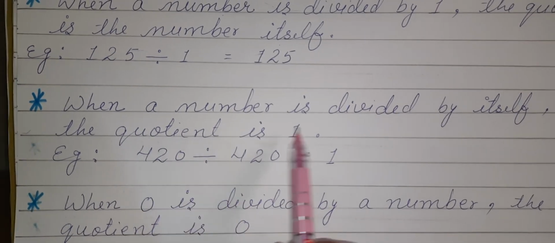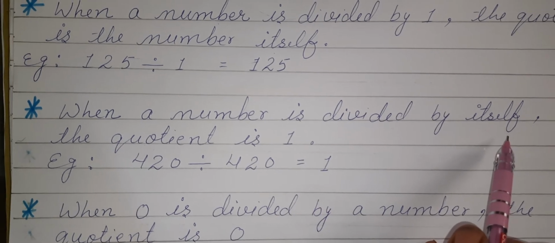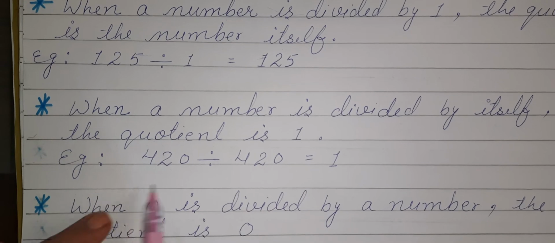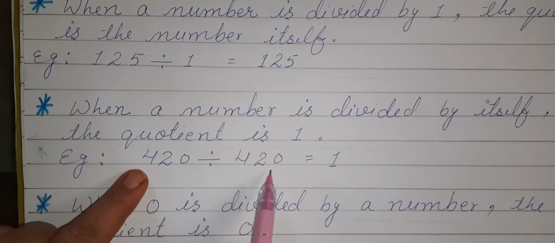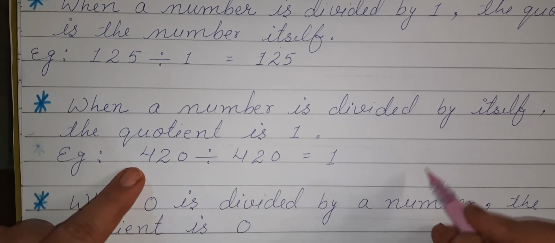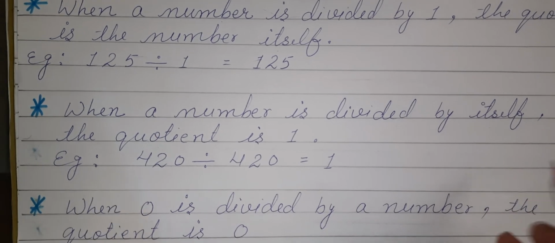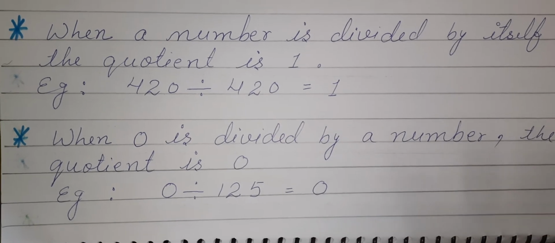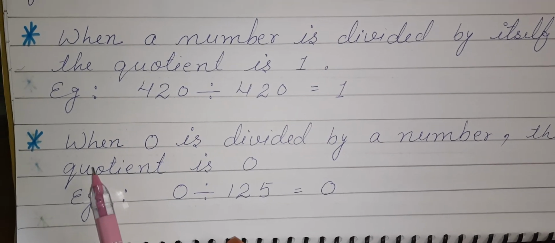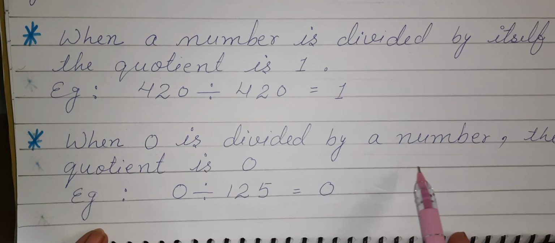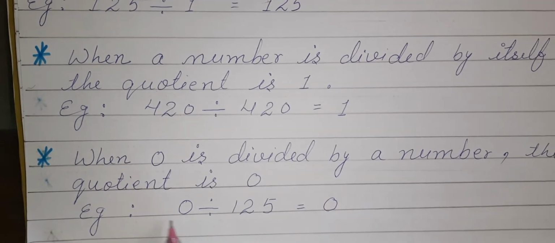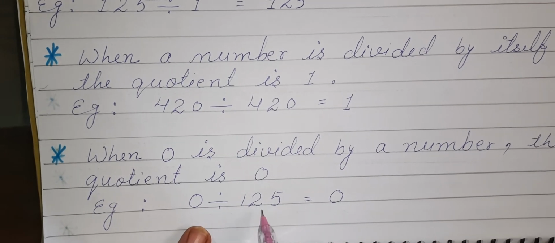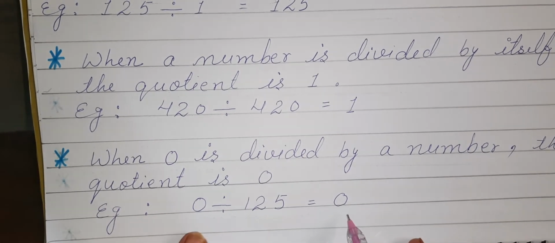Second, when a number is divided by itself, the same number, the quotient is 1. Example, 420 divided by 420, answer is 1. 100 divided by 100, answer is 1. 1000 divided by 1000, answer is 1. Next one. When 0 is divided by a number, the quotient is 0. See here, 0 divided by 125, answer is 0.